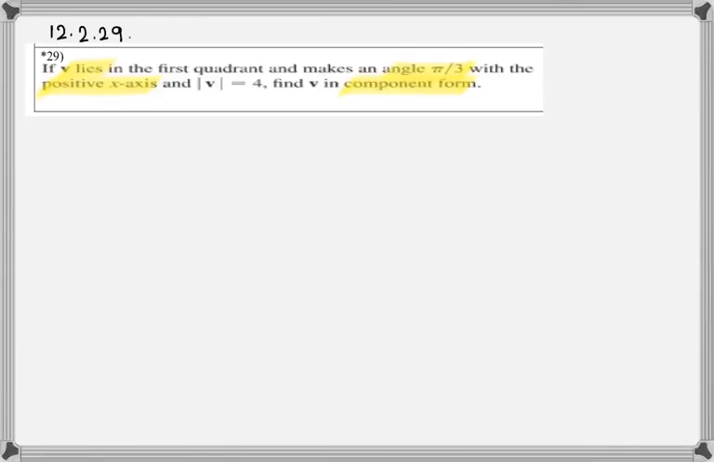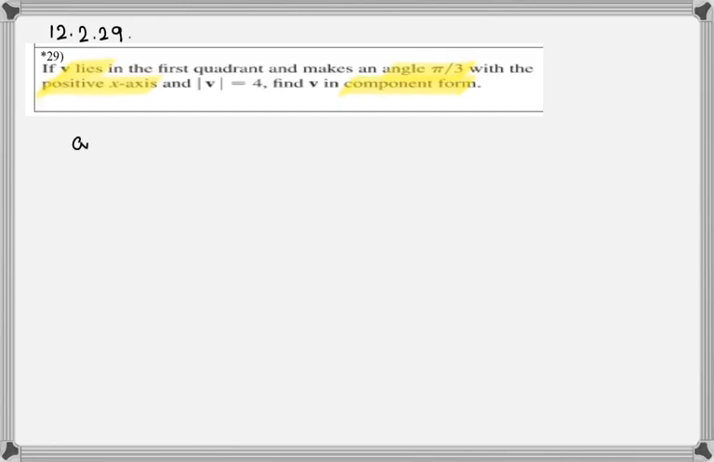Hi, in this video, I will be showing you problem number 29 of chapter 12, section 2. If vector v lies in the first quadrant and makes an angle pi by 3 with the positive x-axis and length of the vector v is 4, find v in component form.